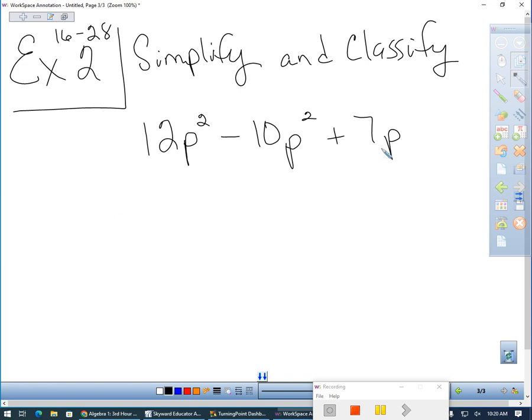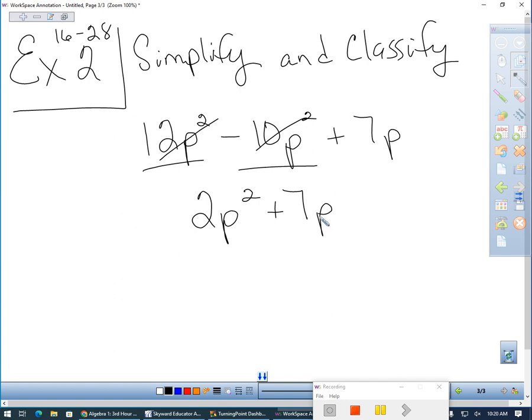So first thing you have to do is simplify it and get it into standard form. To simplify that, that means you have to make sure that you've collected all like terms and that your exponents are in descending order, right? Okay, so my highest exponent up there is a 2. I have 12p squared, and I have negative 10p squared. We have 2p squared. Very good. That takes care of those terms. And then I have this plus 7p. This is in standard form.